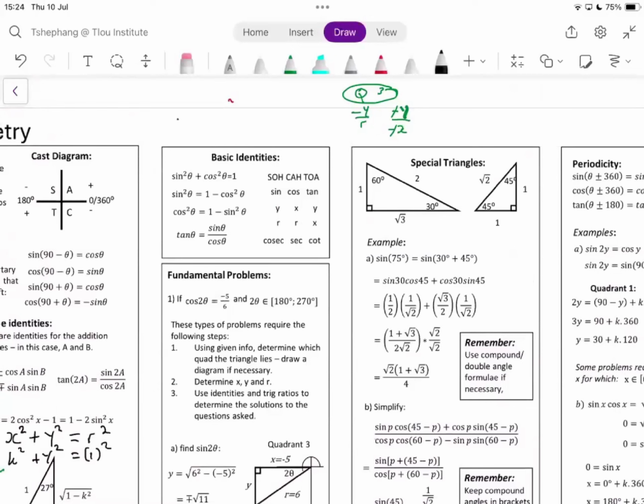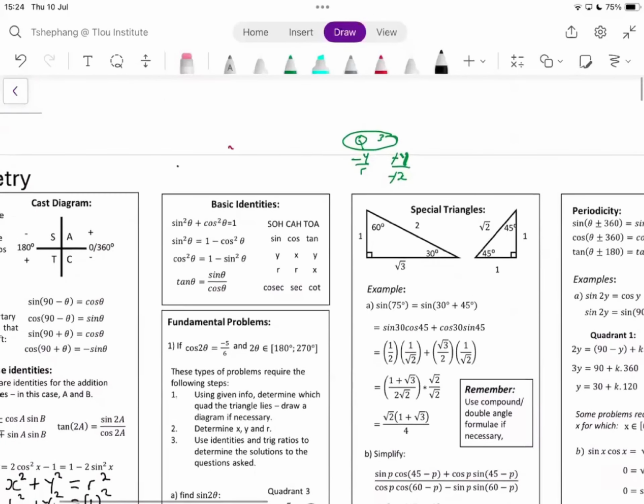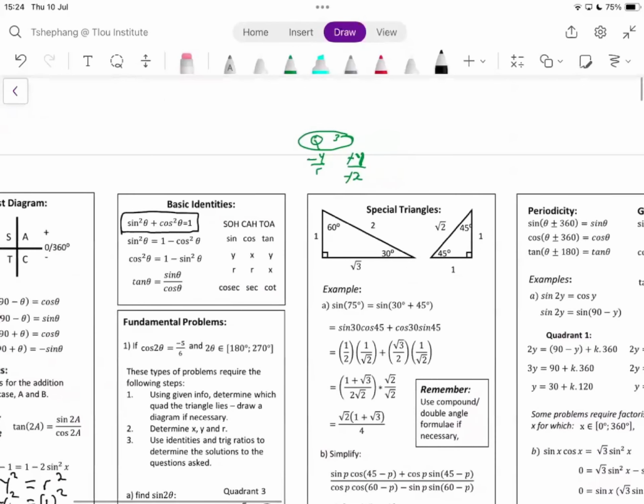The most important one is the Pythagorean identity. I call it the Pythagorean identity because to me it looks like Pythag, right? Which one is that one? This is sine squared theta plus cos squared theta is equal to 1. That's very important. Why is it even 1?